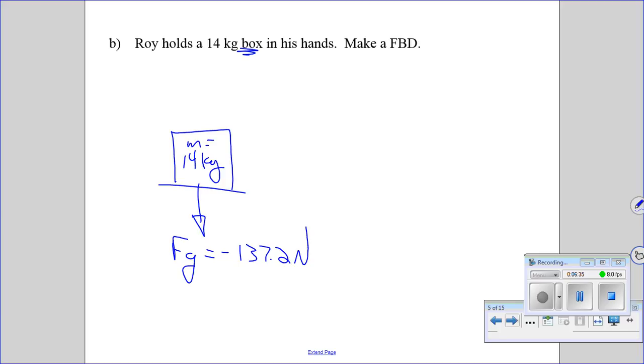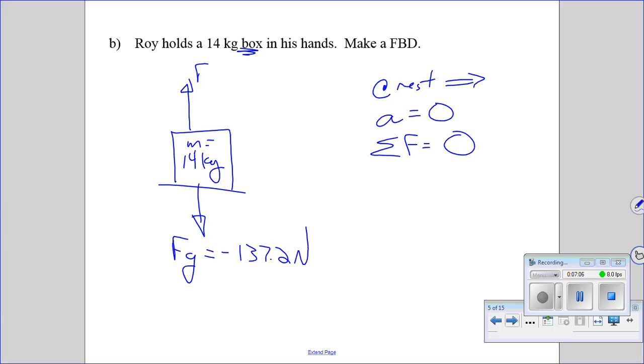All right. Are there any other forces on the box besides gravity? Yeah, Roy, right? Roy is holding it. I guess it doesn't explicitly say it, but we can assume he's holding it at rest. The idea is it's at rest, which means that my acceleration is 0, which means that my net force has got to be 0. So I can now figure out what the force of Roy has to be. How much force does Roy need to make our net force 0?